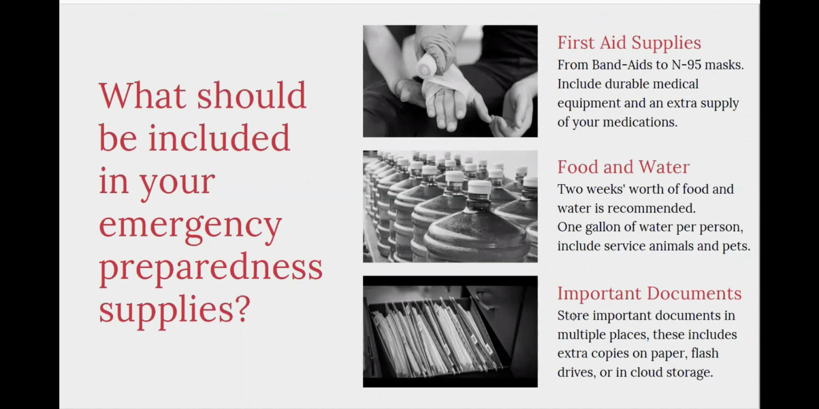Then important documents. Store important documents in multiple places. This includes extra copies on paper, flash drives, and in cloud storage. This can be proof of insurance. This can be your marriage license. For people who are immigrants to this country, I would say all your immigration paperwork is very important. So whatever in your life is critical, put those important documents somewhere safe.